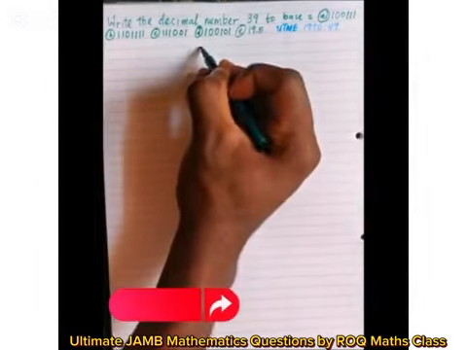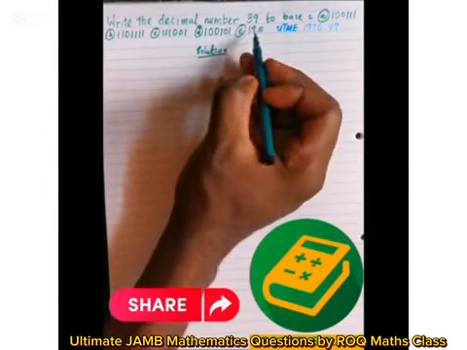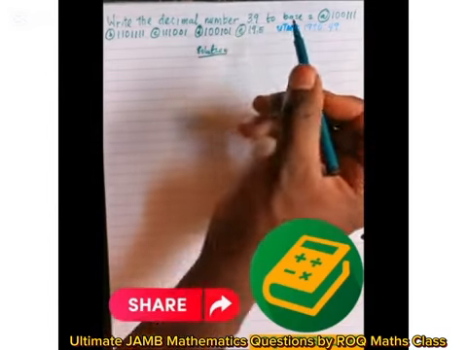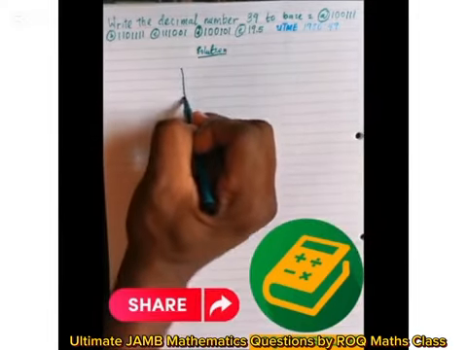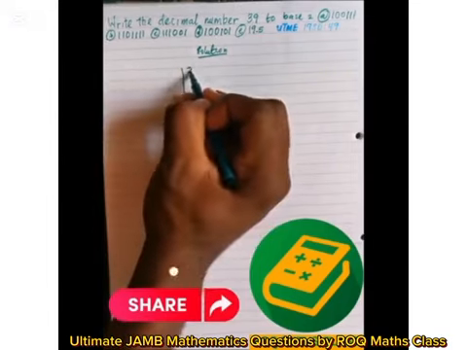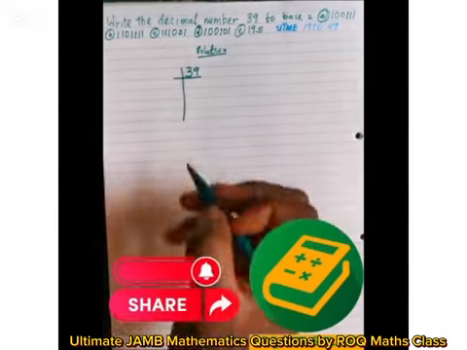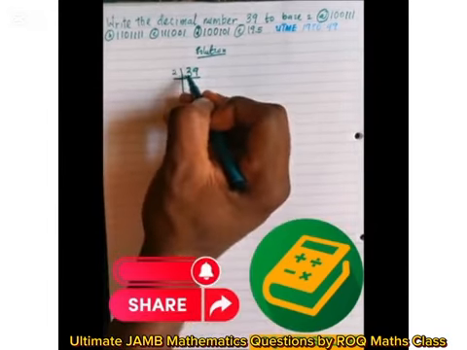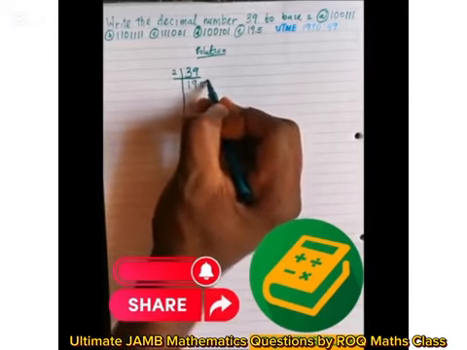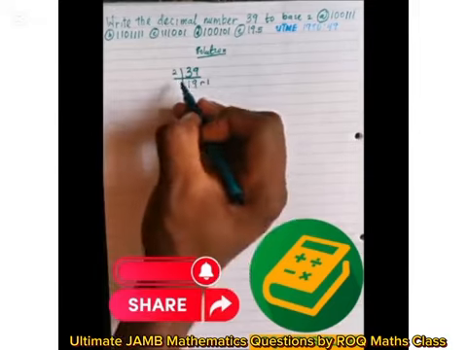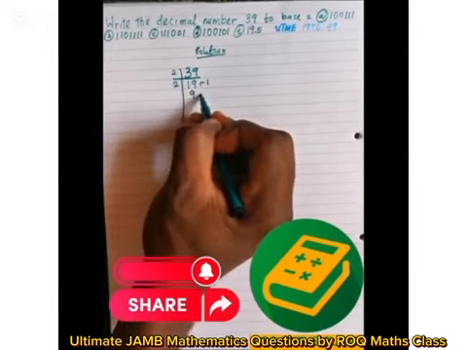Solution. The question asks us to convert 39 to base 2. 39 to what? Base 2. So I have to use the base to divide 2 out. How many 2 can I see in 39? 19, remainder 1. How many 2 can I see in 19 again? I'm going to have 9, remainder 1.